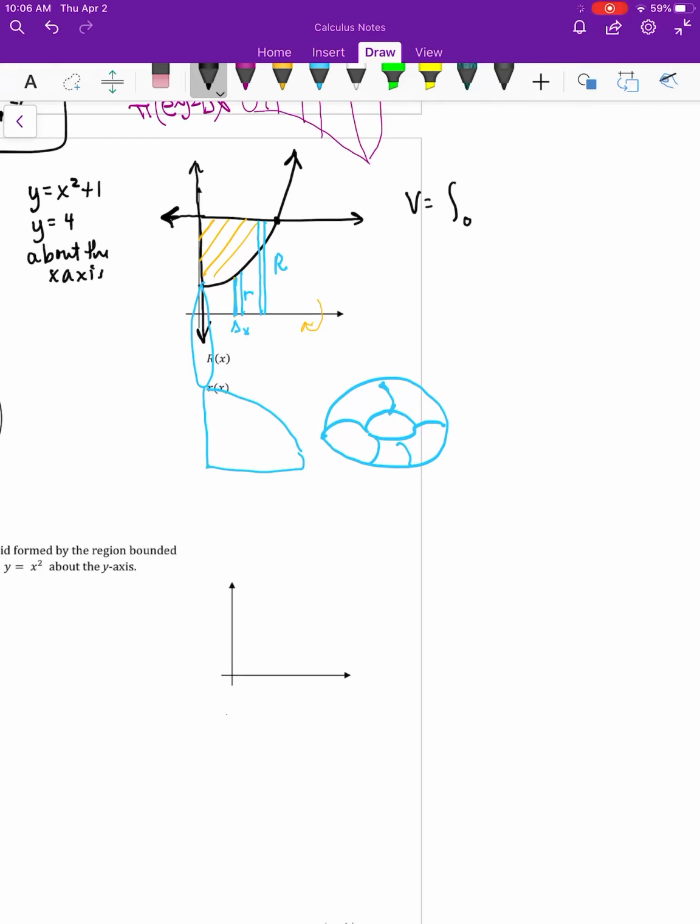of intersection is. So to figure out that point of intersection, I'm going to set my x squared plus 1 equal to my 4. And so I'd subtract 1 and then take the square root. So plus or minus the square root of 3, we know that this one is positive square root of 3. So we're going from 0 to positive square root of 3. We're going to do pi big R squared minus pi little r squared dx.